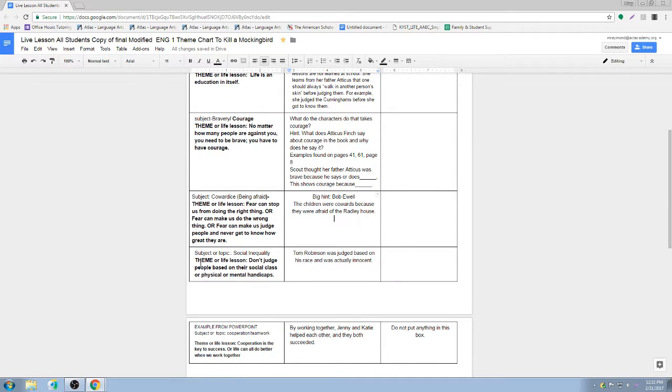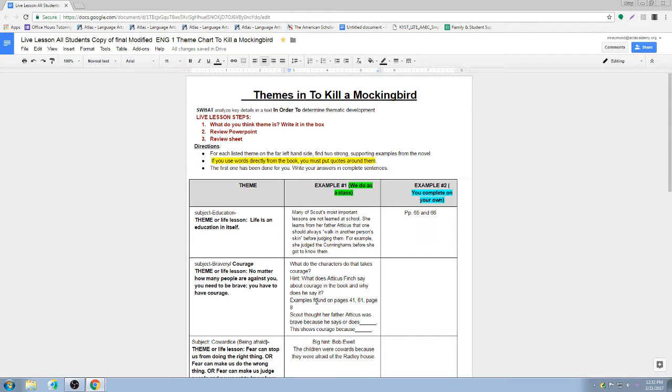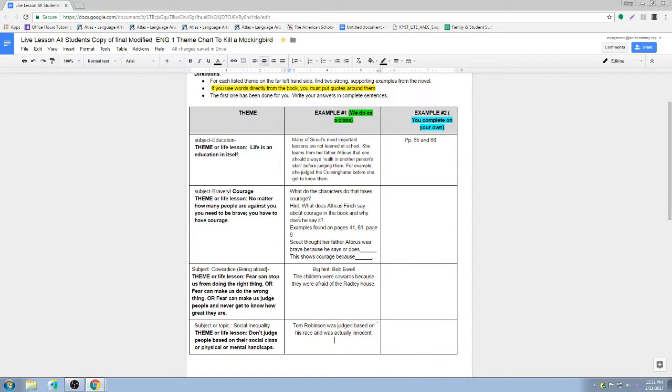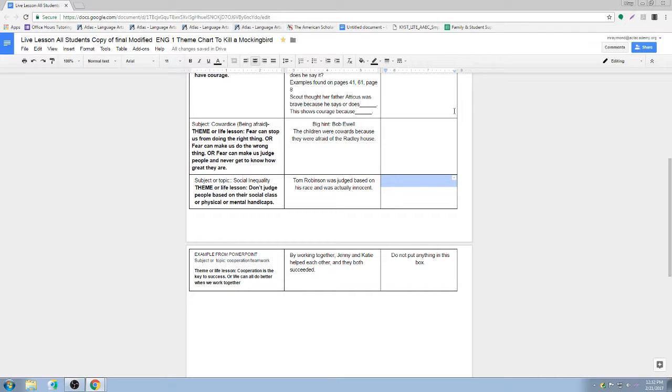Okay. Theme or life lesson: don't judge people based on their social class, physical, or mental handicaps. Tom Robinson was judged based on his race and was actually innocent. This is an example of this life lesson. Okay, so then for this assignment, you are going to fill this square out, fill this square out, this square out, this square out, and that square out. And that's it. Contact me with questions.